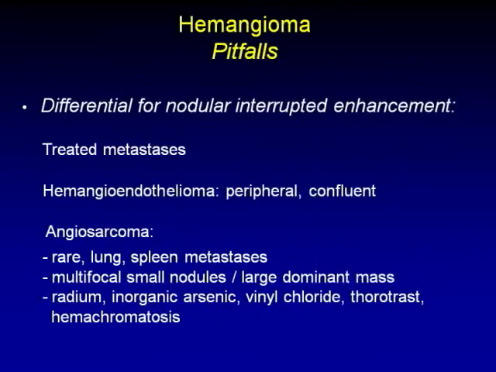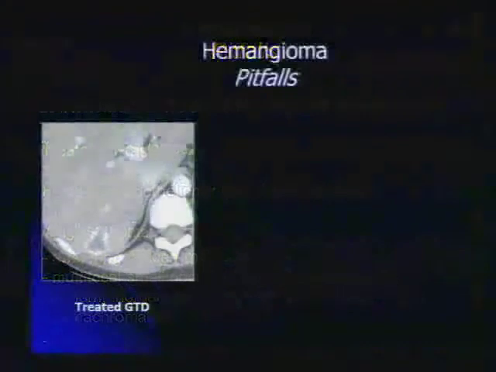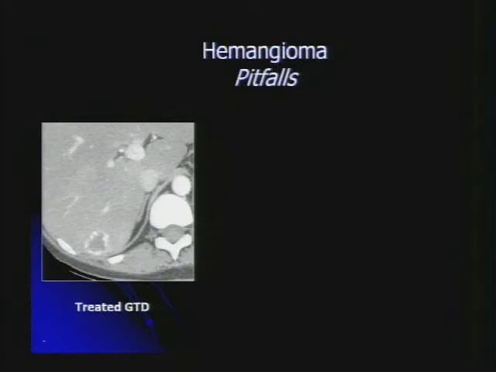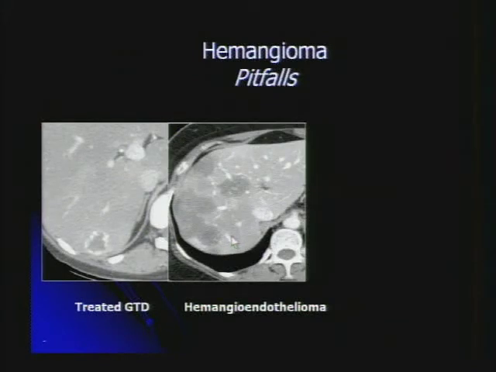Angiosarcoma, another very rare tumor, can have a similar enhancement pattern to a hemangioma in that it can be in the periphery and it can be nodular, but generally speaking, it's a much more heterogeneous and ugly-looking lesion. So here's an example of treated gestational trophoblastic disease. Now you can see you've got nodular enhancement. It's probably not quite interrupted. And again, you'd wonder if the patient has any history of a primary, whether this was an incidental finding.